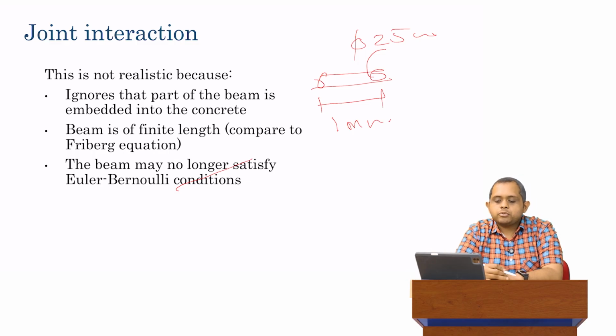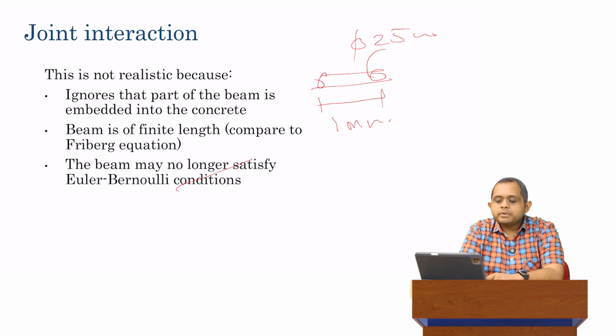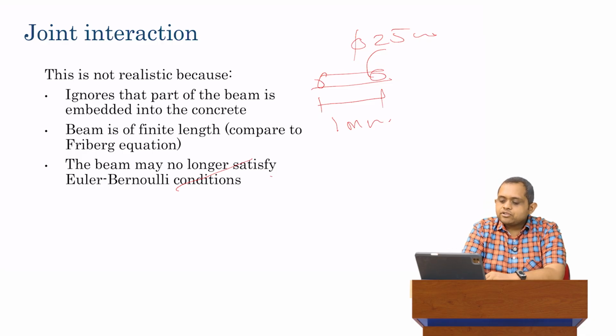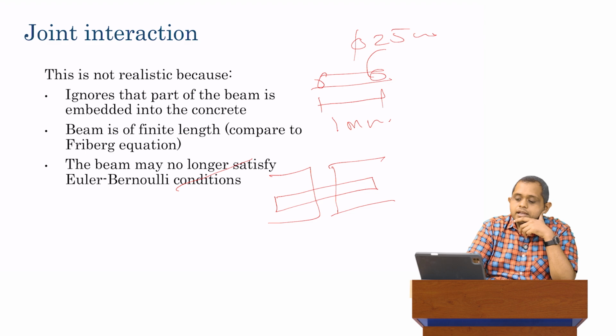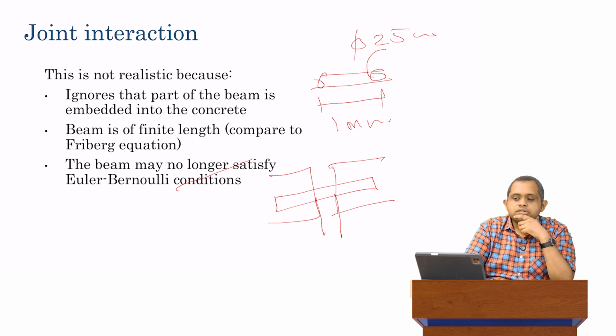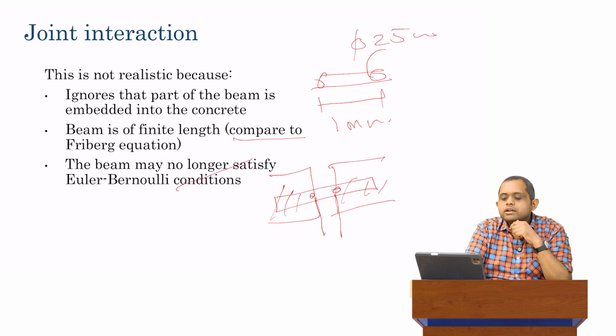One problem. Another problem. This analysis, considering there are just these nodes connected, is completely ignoring the fact that part of the beam is actually embedded into the concrete. So if we draw a true cross section of the concrete, this is what our dowel bar is. The dowel bar is embedded into either side of the concrete. We are only considering this part of it, that is the part which is between these two nodes. We are completely ignoring these effects altogether. Therefore, it's completely inaccurate. And secondly, we are making an assumption here that the beam is of finite length. That's actually not a bad assumption, but you compare it to the Friberg equation.